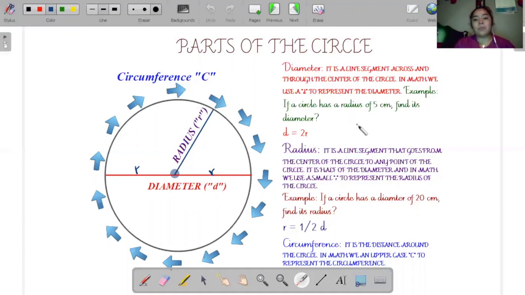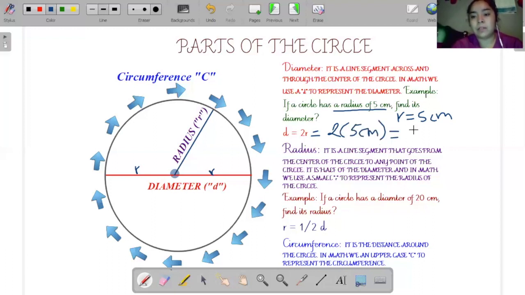For example, if we have a radius of 5, how much is our diameter? We know that our radius is 5 centimeters. So how can we find our diameter? We're just going to plug in the 5 for the r. So r is equal to 5 centimeters. Then this is equal to 2 times 5, which is equal to 10 centimeters. So our diameter is 10 centimeters.